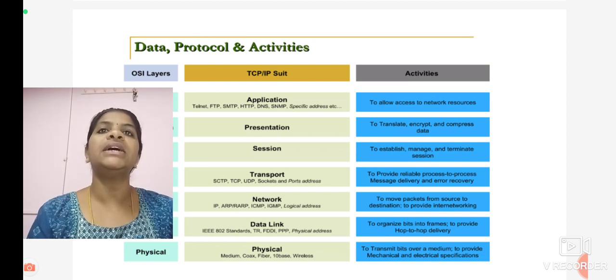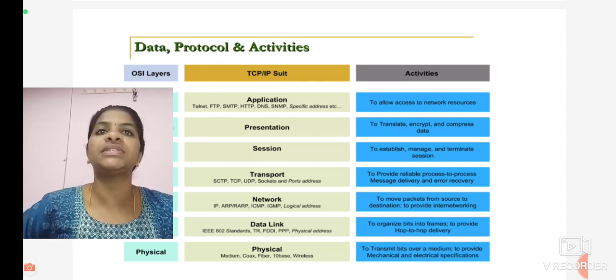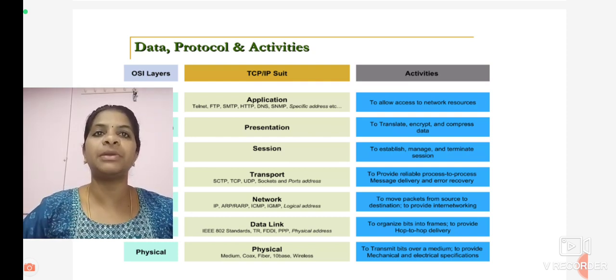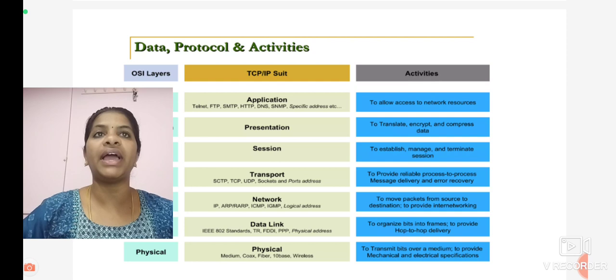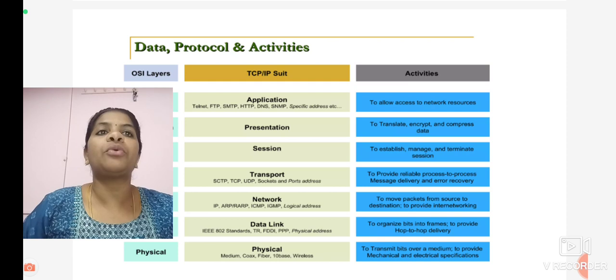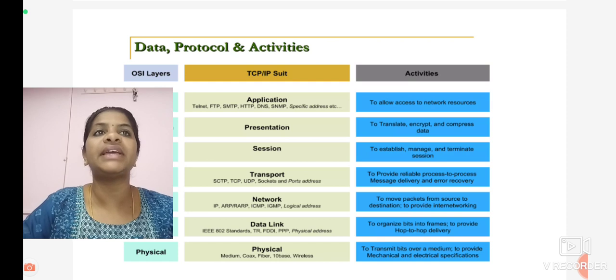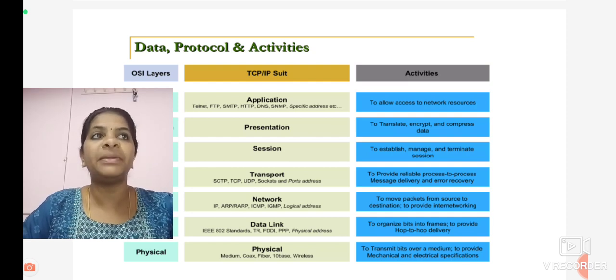The application layer provides services to the users. The presentation layer is responsible for translation, compression and encryption. The session layer is used to establish, manage and terminate the session. The transport layer provides reliable message delivery from process to process. The network layer is responsible for moving the packets from source to destination. The data link layer is used for error free transfer of data frames. The physical layer provides a physical medium through which bits are transmitted.